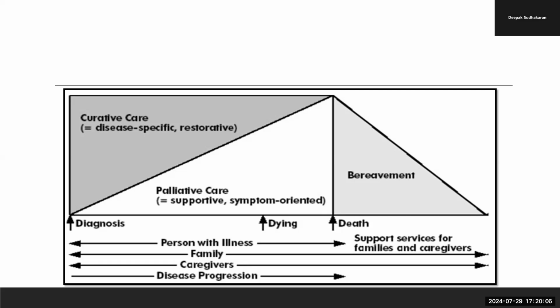As you can see, it begins at diagnosis, and as the disease progresses, the curative care decreases and the palliative care increases. And of course, there is support after death also. You can see beneath the graph that there are persons with illnesses, there is family, there are caregivers as well who need support or who are supported in palliative care. Next slide, please.